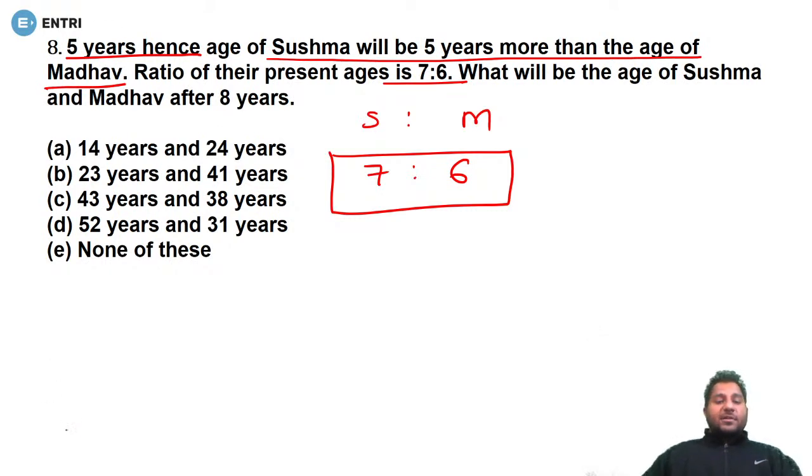The first statement is an important one. 5 years hence, the age of Sushma will be 5 years more than the age of Madhav. Now tell me how you are going to solve this. Come on, guys.